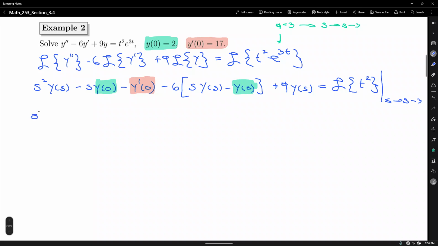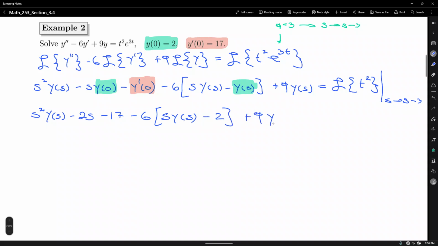So this is s squared Y of s minus s times y of 0, which is 2. That's actually 2s. Minus y prime of 0, which is 17. Minus, let me distribute this, negative 6s Y of s. And what was y of 0? Wasn't that 2? So 2 gets multiplied with negative 6 to get negative 12. Actually, let me keep the brackets: s Y of s minus 2, and then distribute in another step.